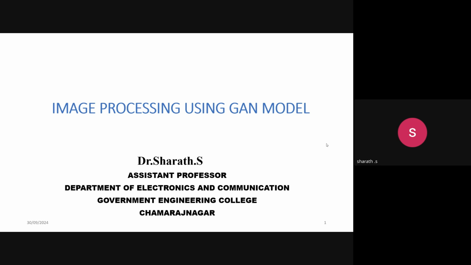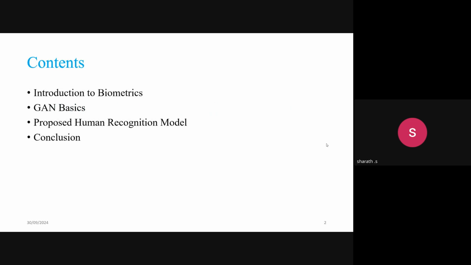I welcome everyone to my talk on image processing using GAN model. So the contents are introduction to biometrics. Basically, I'll be talking about what is biometrics, what are the different types of biometrics, and what are the advantages. Then moving on further, I'll be talking about GAN basics. What is GAN? What is it made up of? What are the components of the GAN? How to train your generator? How to train your discriminator? Then using the GAN model, I've implemented a paper based on the human recognition model. I'll be talking about that. Finally, the conclusion.